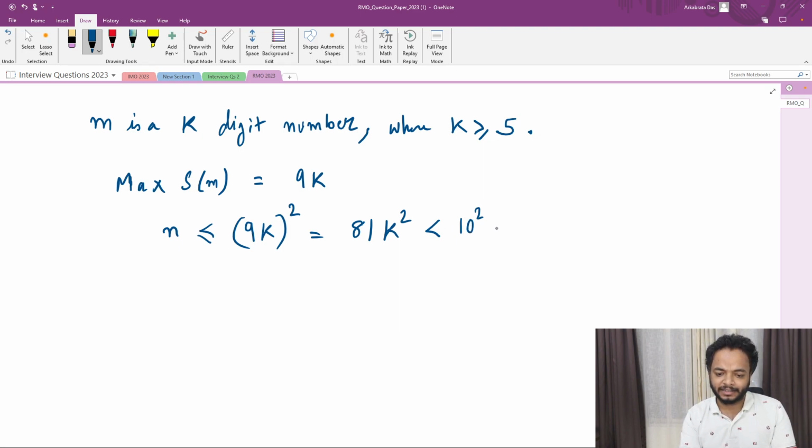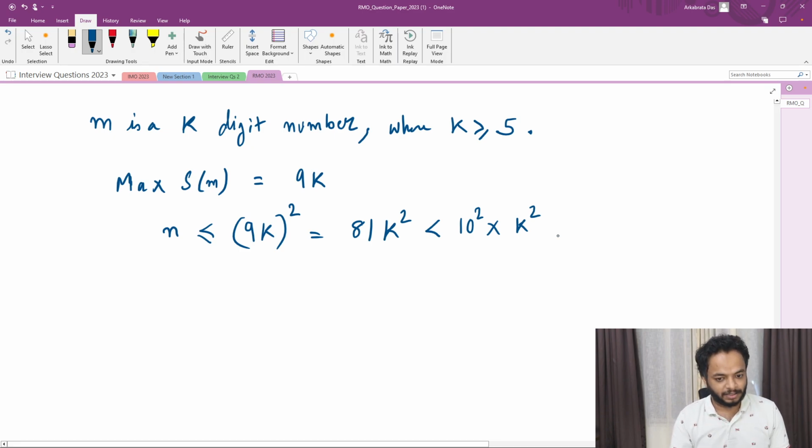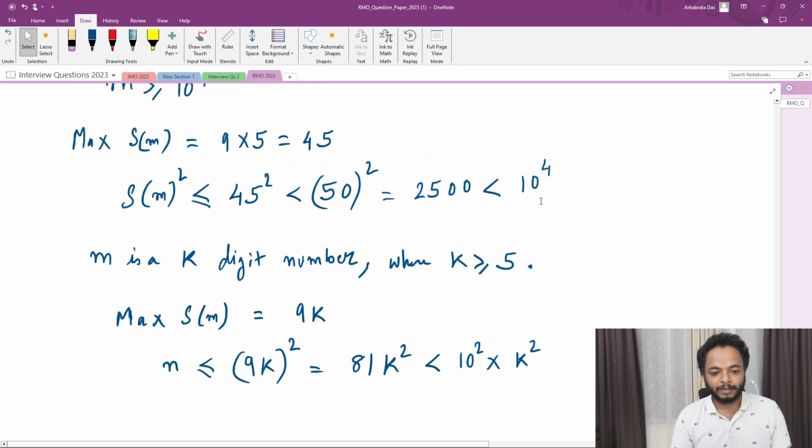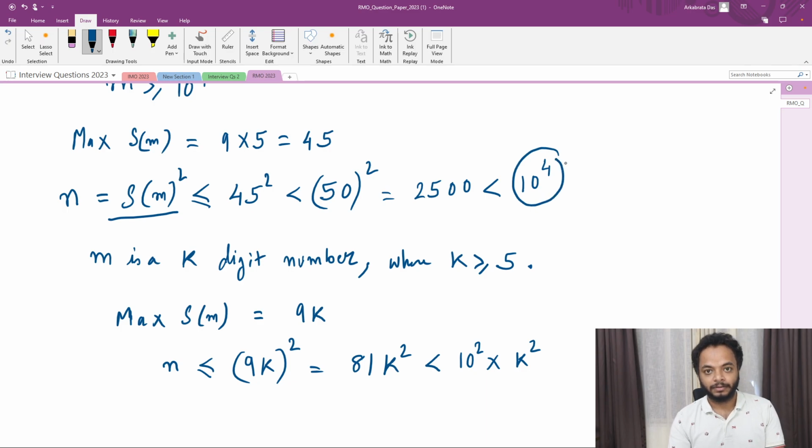Okay, so 100 is 10 square multiplied by k square. Now see how I generalized it. Try to think like always backward calculation. Here what I showed is that Sm square, which is n, is less than 10 to the power 4. Here m is m for mango. M is a 5-digit number, so it's greater than or equal to 10 to the power 4.